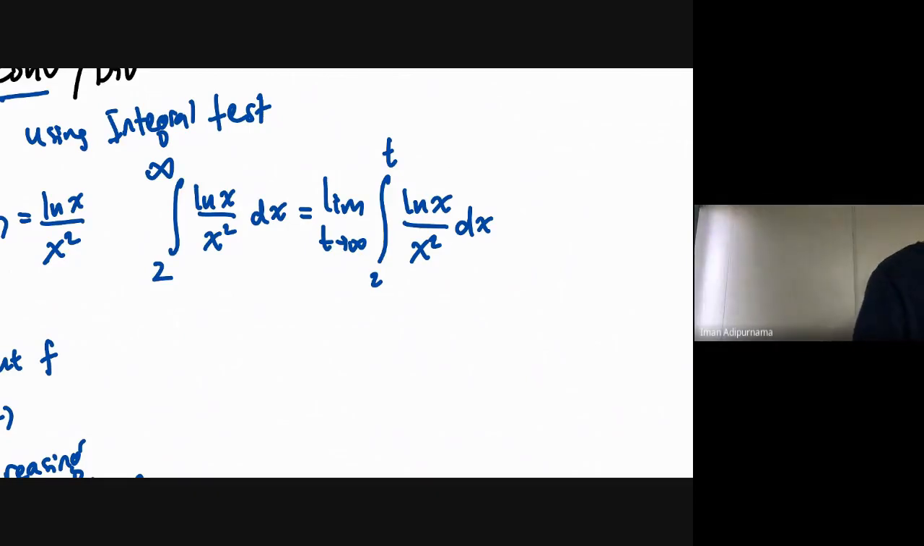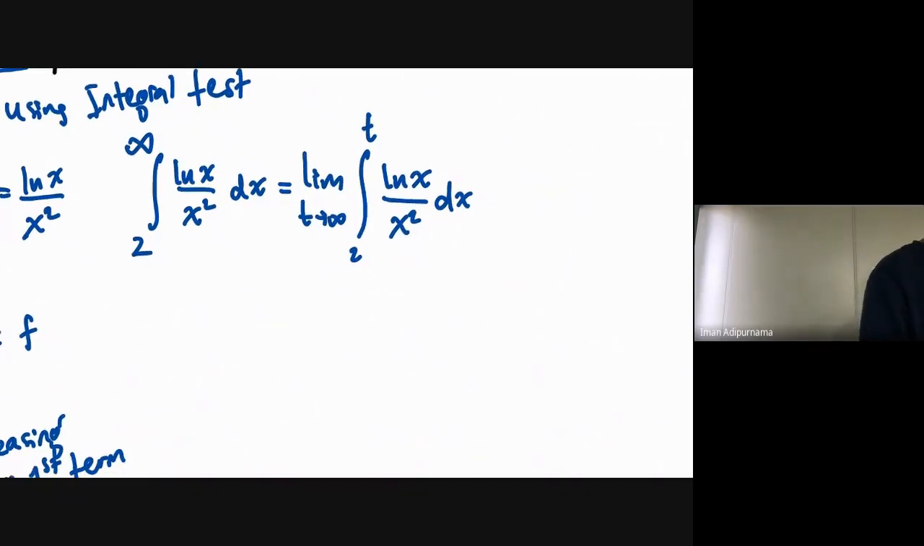Now to solve this, we still need integration by parts. But here, because of ln x, we prefer to derive it, right? Rather than integrate, because if you want to integrate, you need another by parts, right? So we write ln x as D and x to the power of -2 as I. Same thing.